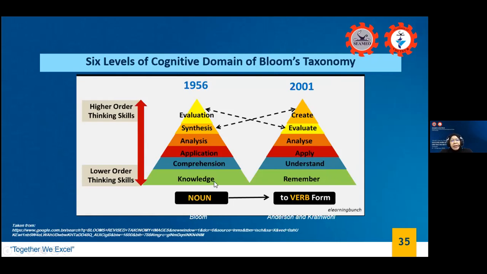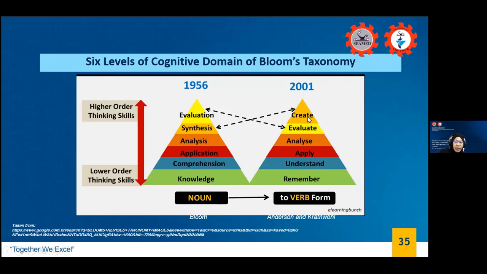Before, we used to be very much subject oriented or noun oriented. So you have knowledge, comprehension, application, analysis, synthesis, and evaluation. That was under Bloom. Now Bloom's student, Anderson and Krathwohl, revised from using nouns. They created something that is very much action or verb oriented, or doing work oriented, where they have the 6 domains, including remember, understand, apply, analyze, evaluate, and create.